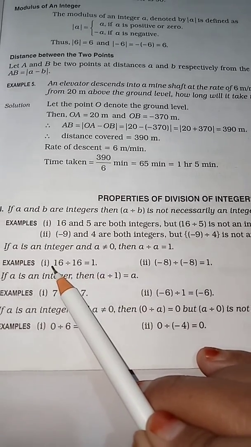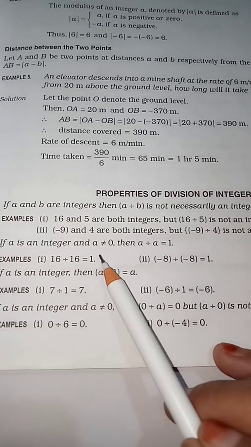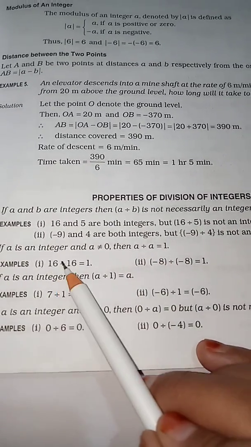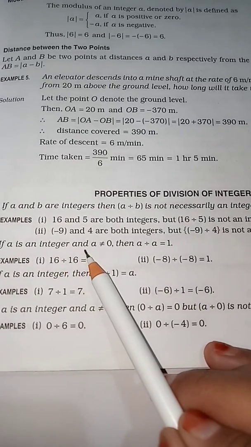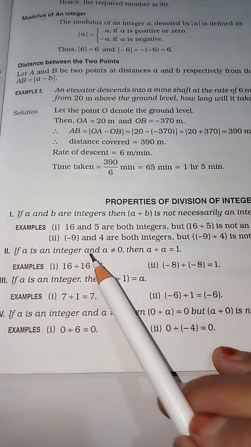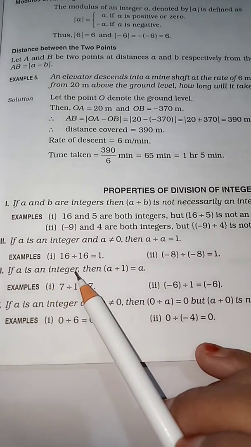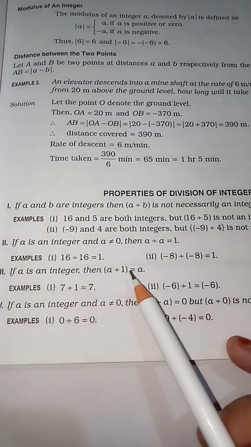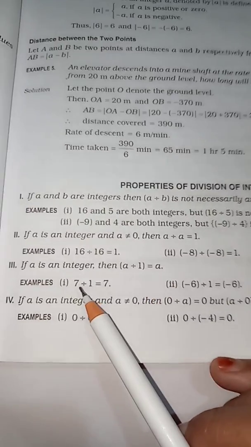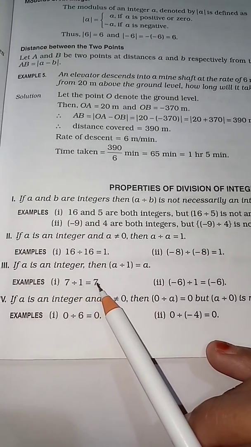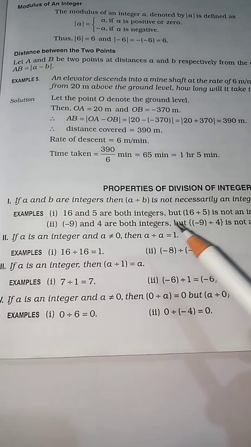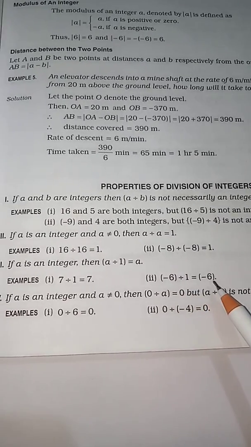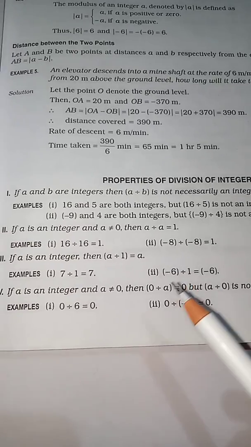If it is +16 divided by -16, it would never be 1 because these two, +16 and -16, are not the same. Fine. Then if an integer a is divided by 1, then you get the same integer. For example, 7 divided by 1, that is 7. -6 divided by 1 is equal to -6, the same integer.